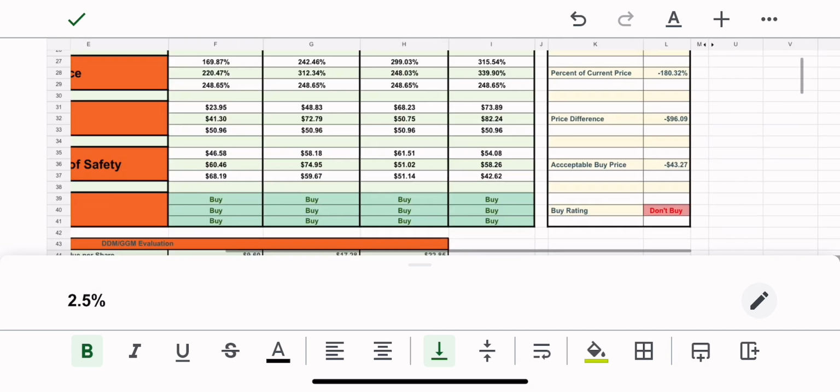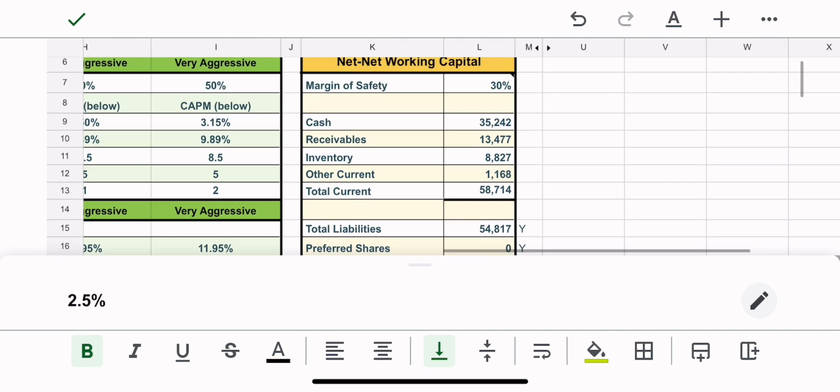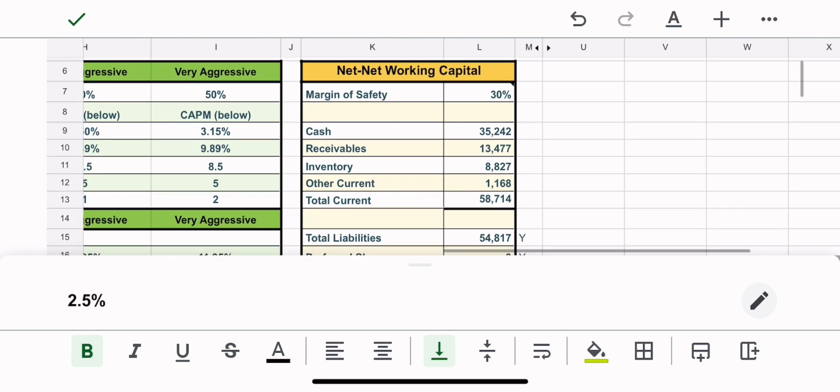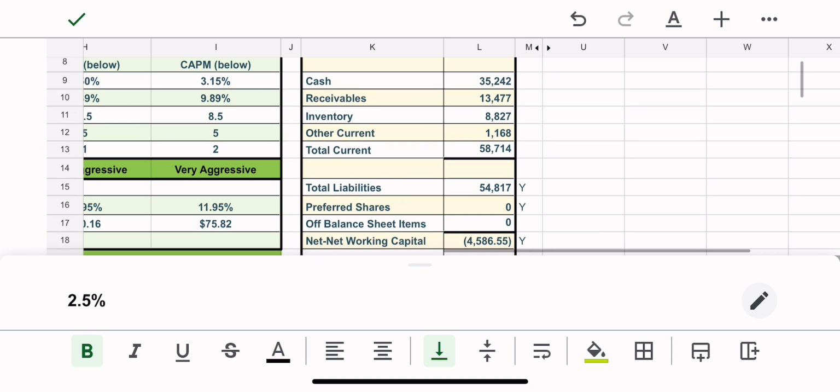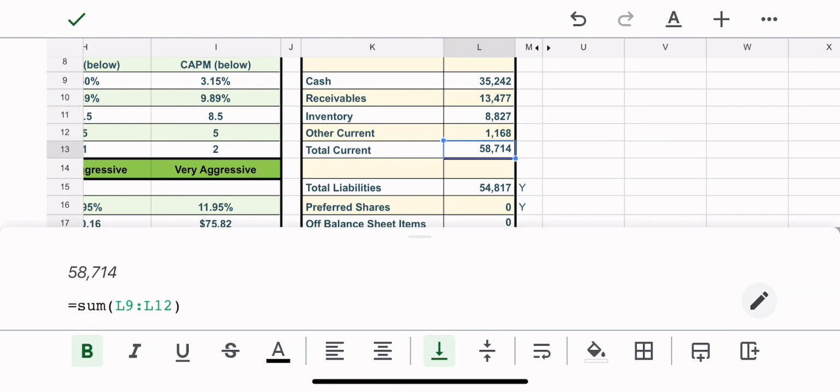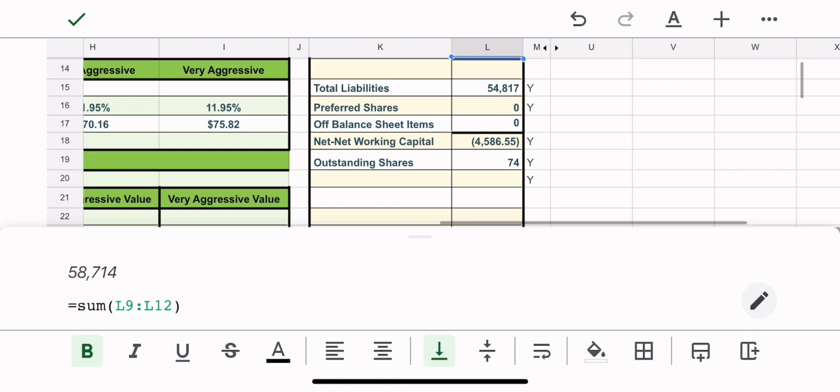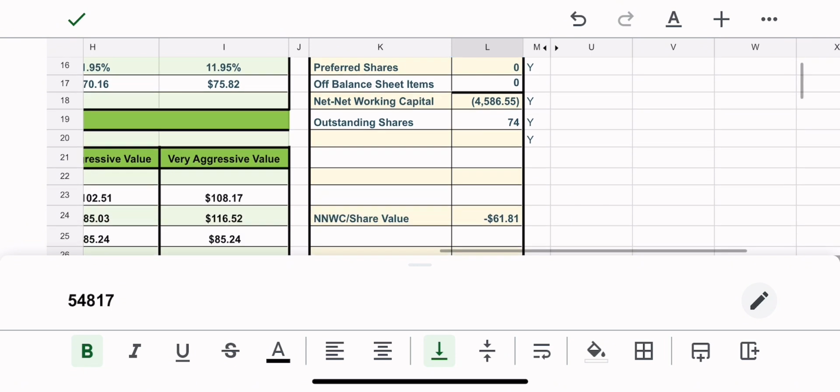And then here on the right, this is all manual. This one doesn't pull in automatically, but it's a net working capital calculation. You're going to enter your current assets, your total liabilities, subtract out a few things, and enter in our total outstanding shares. And that's going to get us a price range as well.